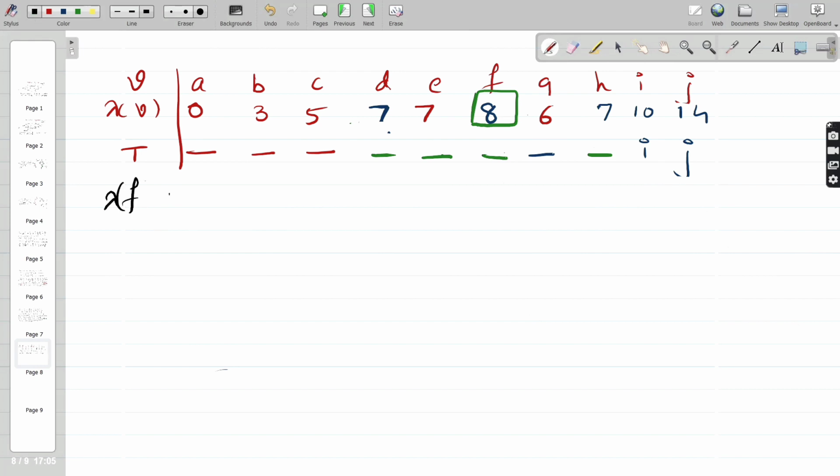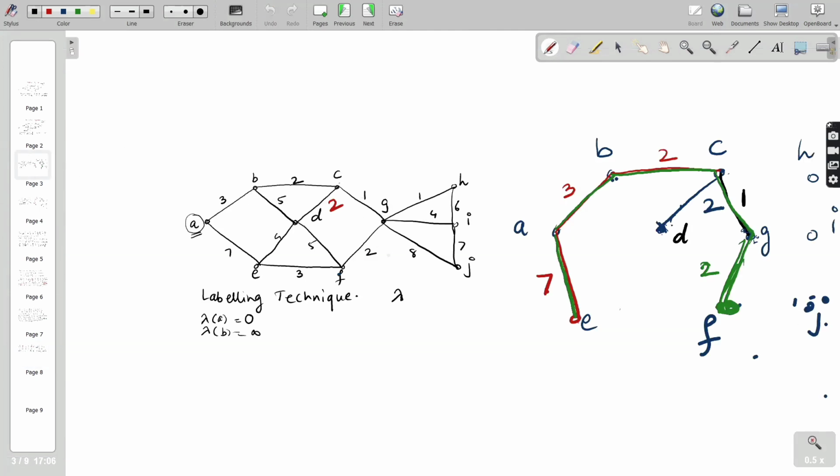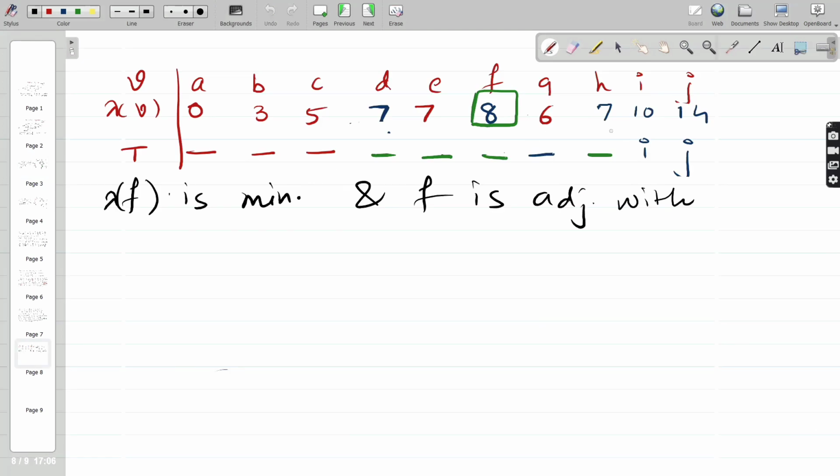Now lambda F is minimum, and F is adjacent with which vertices? We want to check, go back and check. F is adjacent with only G, from T, because E and D have already been considered. So F is not adjacent with I or J. So F is not adjacent with any vertex in T. Okay, so we have to go to the next minimum.